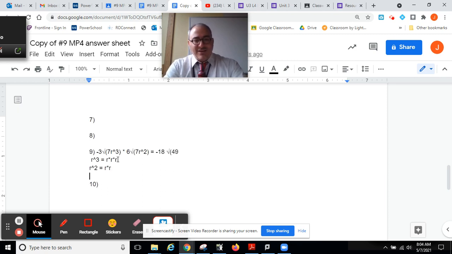Which means if I'm taking r to the third times r to the second, what I'm really doing is r times r times r times r times r. 5 r's, right? Which is the same thing as r raised to the fifth. That's why we have these exponent notations, because it's a lot easier than saying r times r times r times r, right? Just r to the fifth. Okay, so r to the third times r to the second is r to the fifth power. Added the exponents.